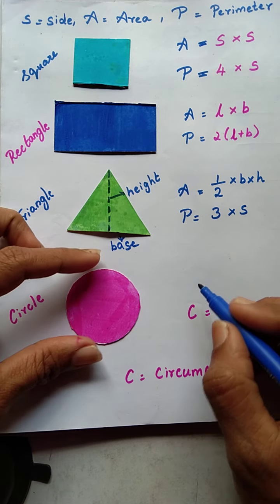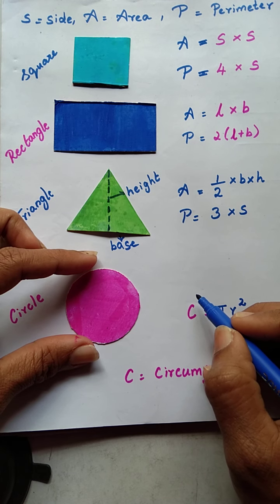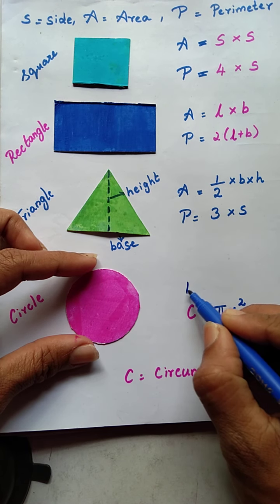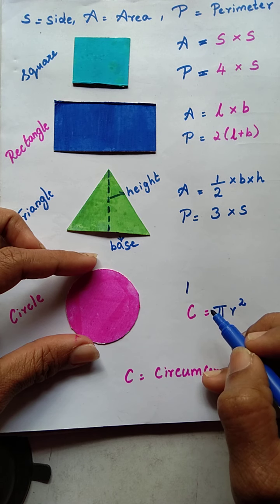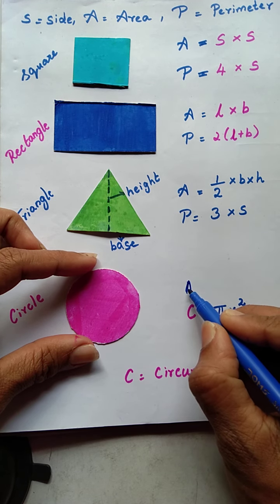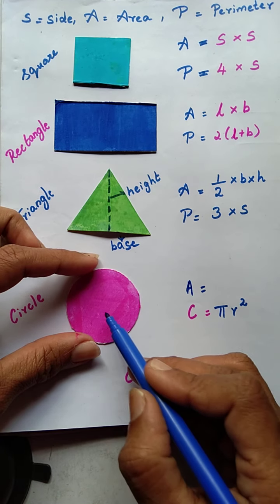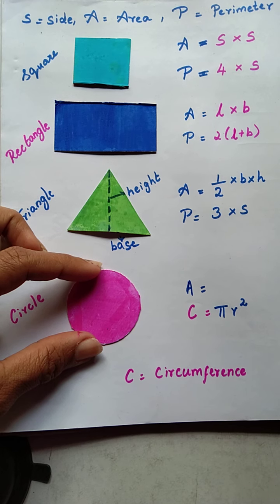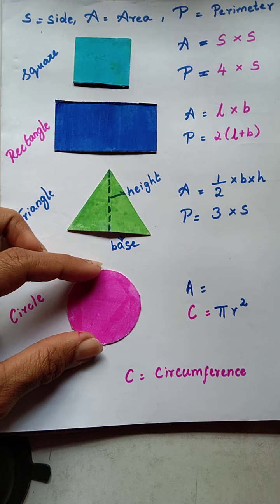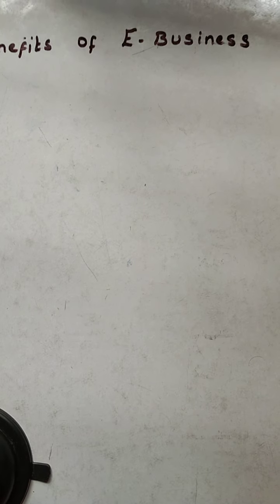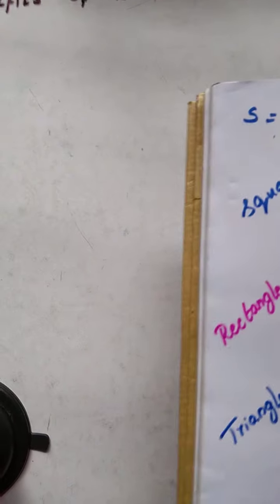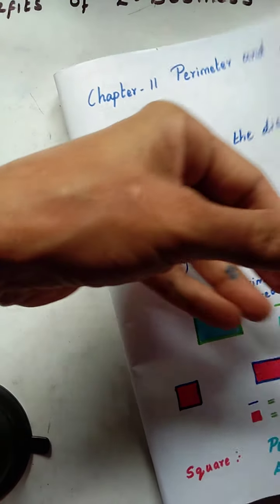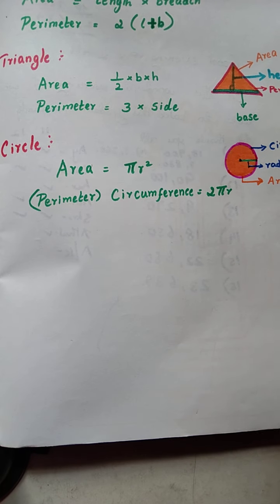Let me see what is the perimeter. Perimeter is not, sorry, area. Area is nothing but this place, the rose color shaded part we will call it as area, and we are going to find out what is the area of it. Area is nothing but pi r square.